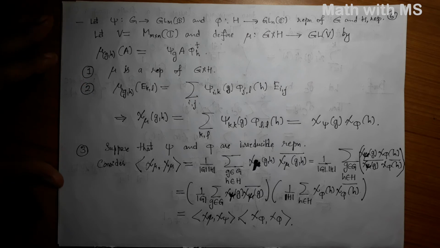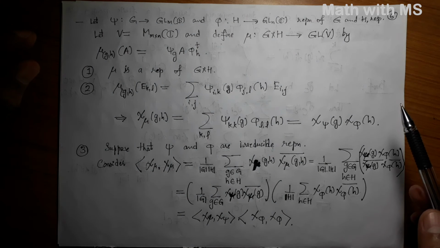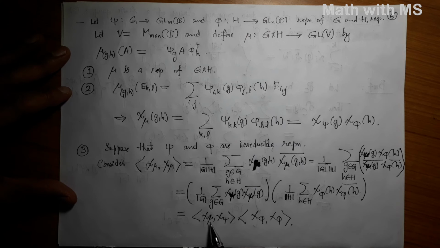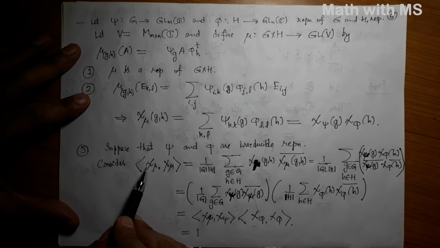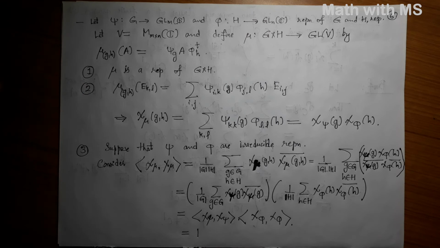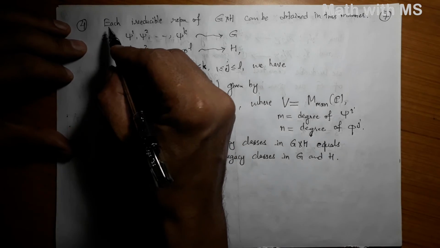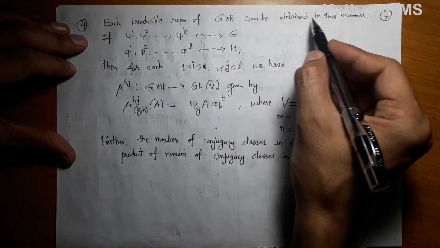All right, and now if the representations psi and phi are given to be irreducible, then the inner product of their character chi psi with itself is 1, and similarly the inner product of chi phi with itself is 1. So therefore this turns out to be 1, and therefore the representation mu is also irreducible. Let me make one more claim. Each irreducible representation of the product group G cross H can be obtained in this manner.